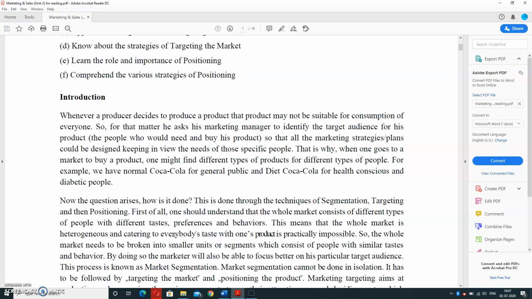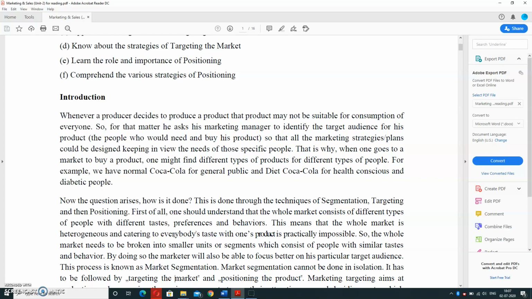Like, take the example of Coca-Cola. Coca-Cola has produced two products. Coca-Cola for the general public. Second is Coca-Cola Diet for health conscious and diabetic people. Now the question arises, how is it done? It is done by different strategies, by different bases.